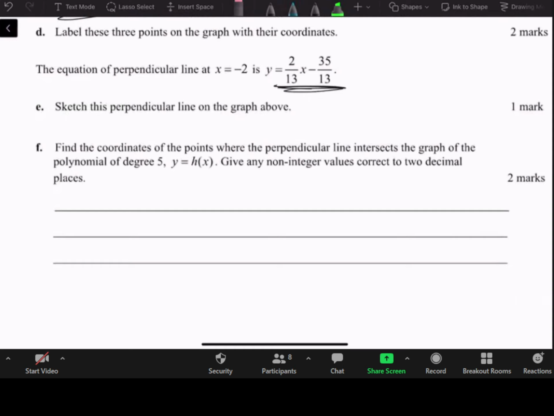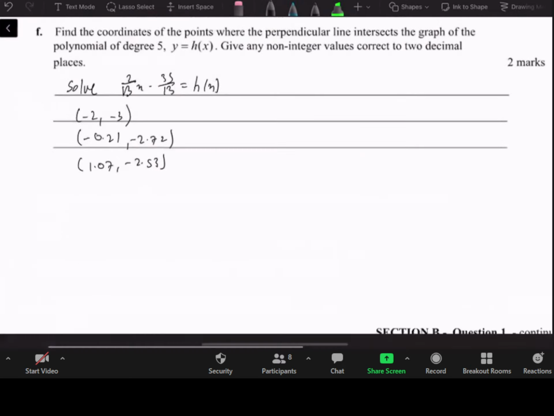So find the coordinates of the point where the perpendicular graph intersects this. So you just let y equals, solve 2/13 x minus 35/13 equals h(x). Just the calc question, so you get -2, -3, -0.21, this one, and 1.07, and -2.53, as per the instructions to write the non-integer ones as decimals.